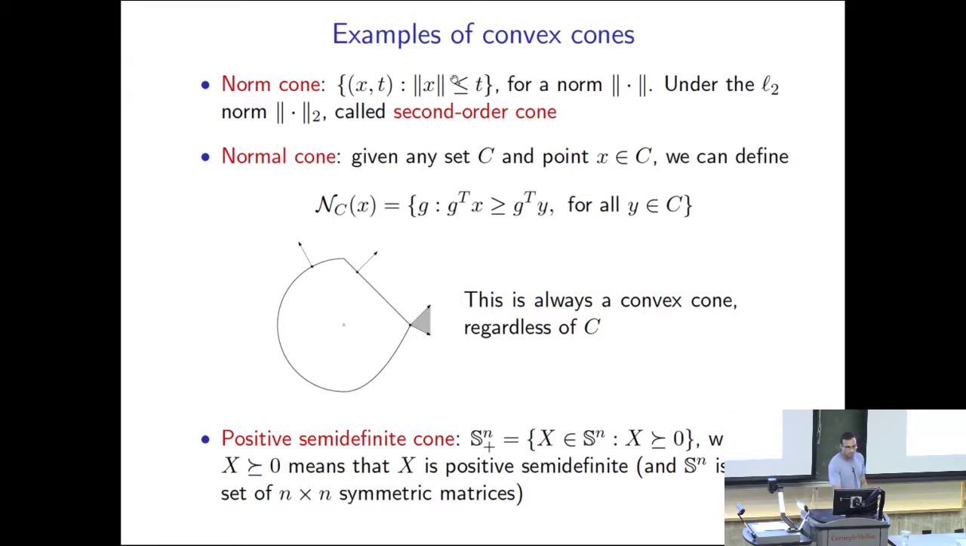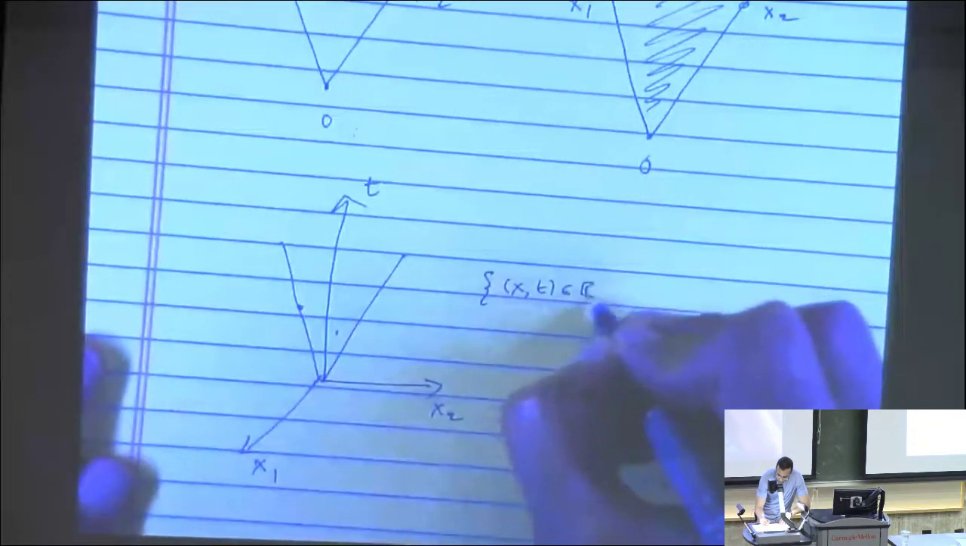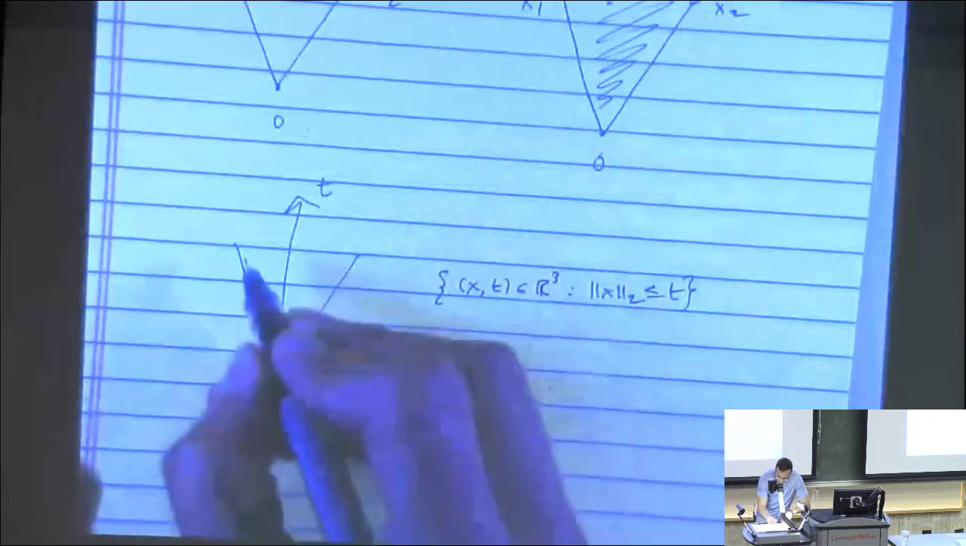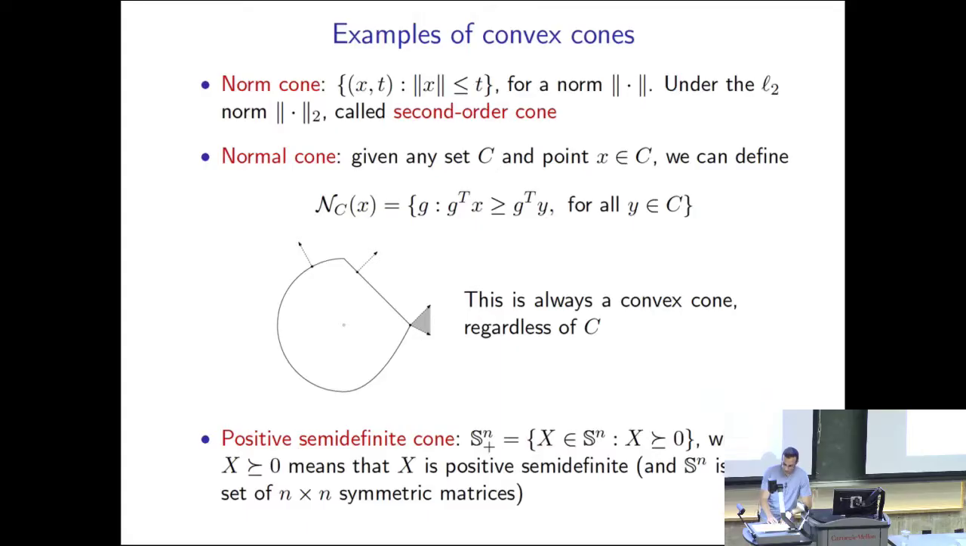And if we take the L2 norm, then we get something called the second order cone. I've actually also heard this called the ice cream cone, which is why I was slightly confused about the last example. If I take, now drawing in 3 dimensions, x1, x2, and this axis is the t-axis, then the set of all (x, t) such that the L2 norm of x is less than or equal to t is going to look like this. It'll extend infinitely, but it'll look like this. Sometimes this is called the ice cream cone, but it's also called the second order cone.